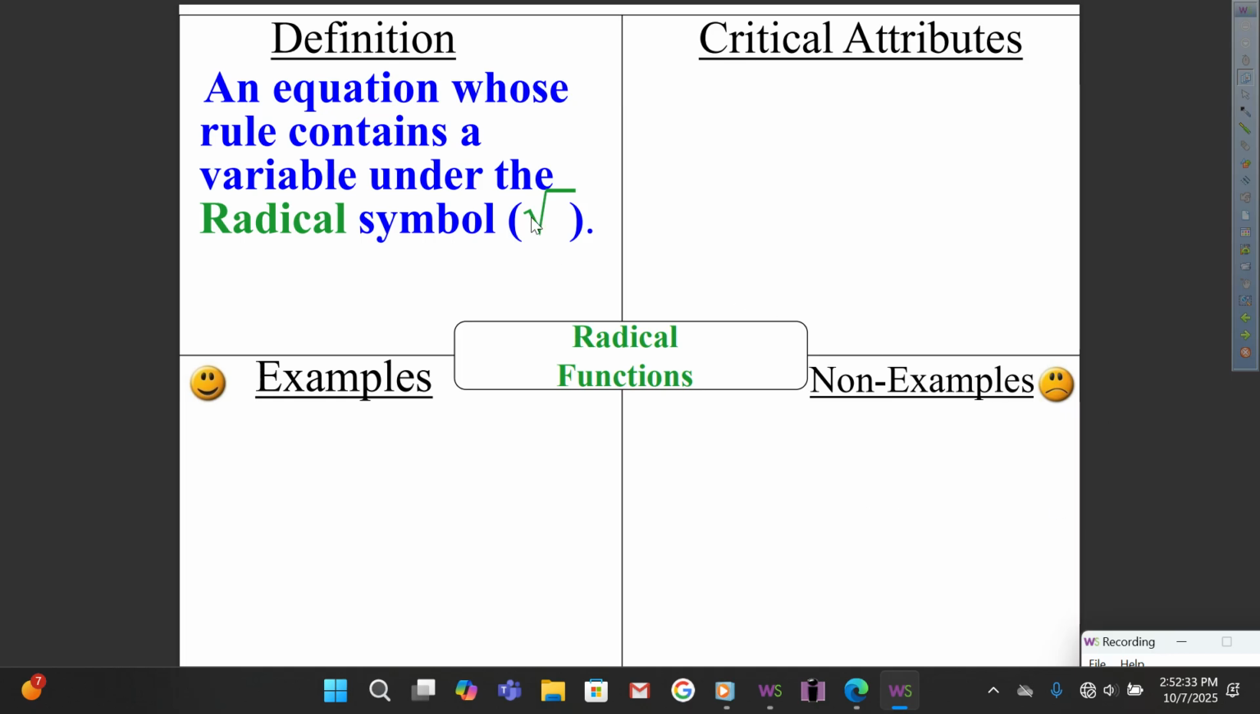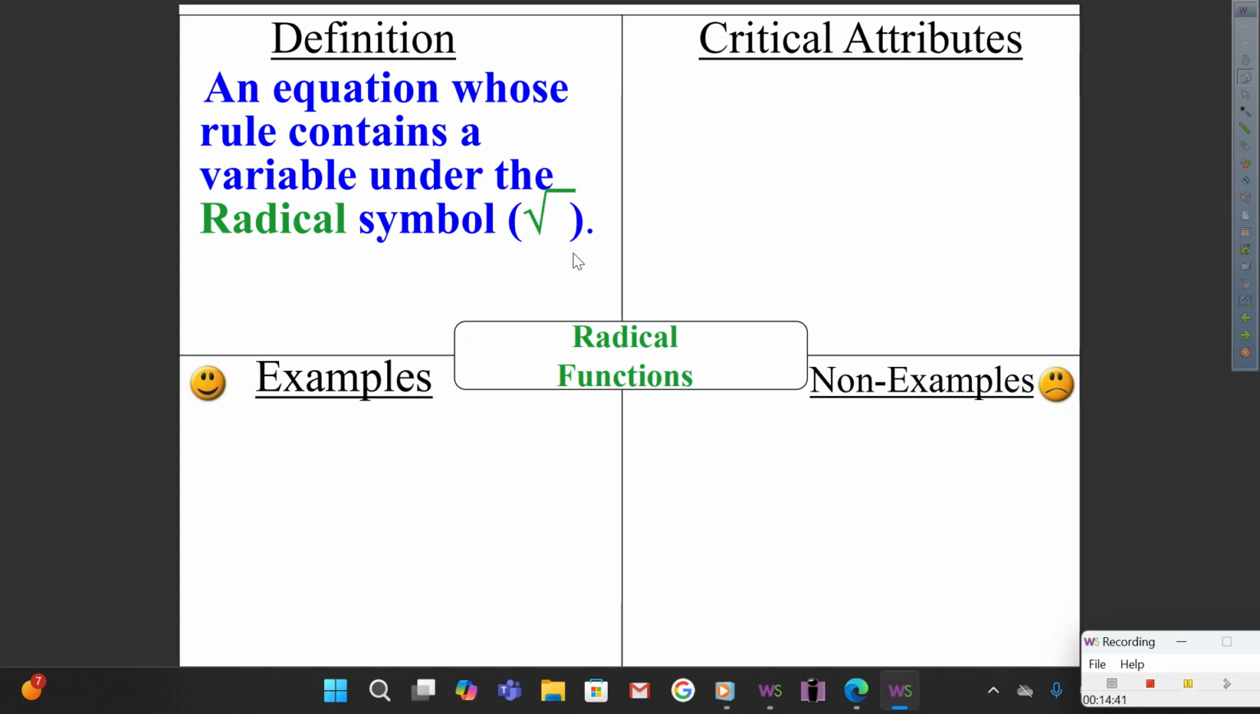In the past, you guys used to call it the square root, but now we call it a what? Radical. So according to the definition, a radical function is an equation whose rule contains a variable under the radical symbol. So that means that inside of the radical, there should be a variable. Okay, I get it. Give you time to copy that, please.